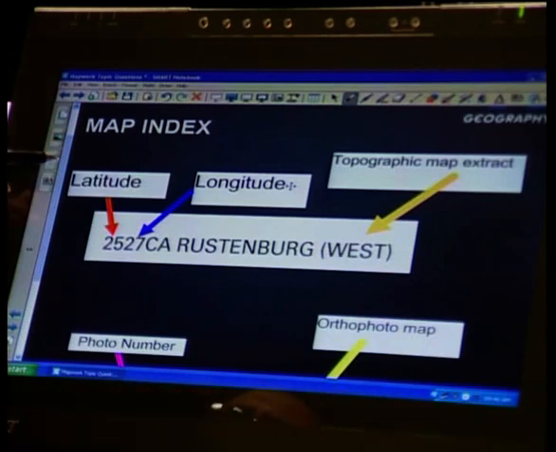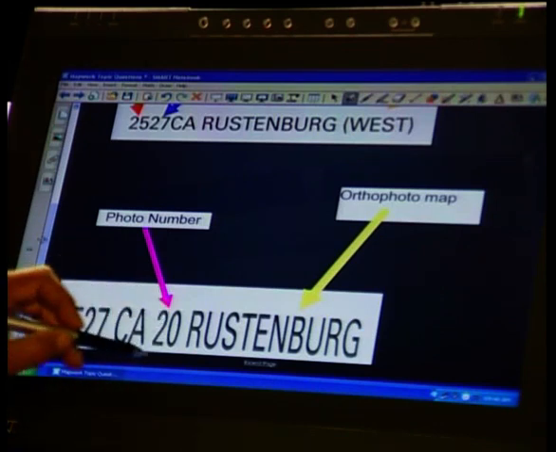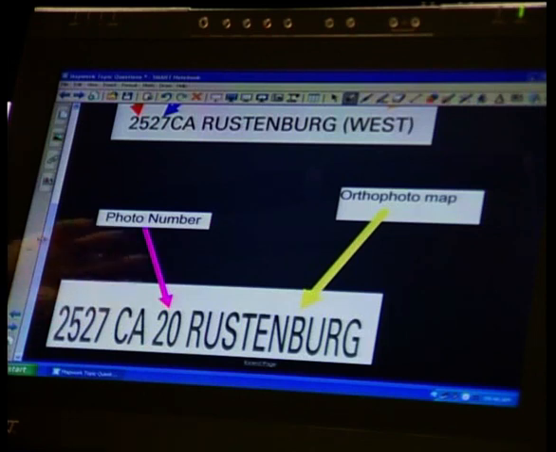On the orthophoto itself, you've got 2527 CA also written. This is the photo number, the number for photograph. Remember, a topo map is divided into photographs, and the 20th photograph is this one that we have for this map.